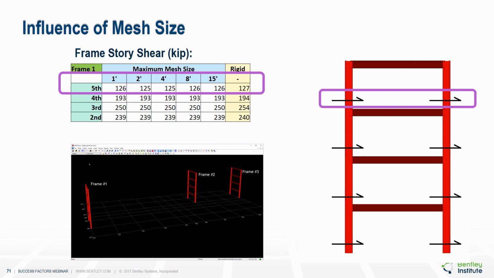So the way to read this, if we look at the 5th floor, for example, we look at the frame story shears, and we look horizontally across the chart, and what we see is that for the 1-foot, 2-foot, 4-foot mesh, etc., there was virtually no change, and even the rigid diaphragm essentially had the same shear. So in this case, for frame number 1, there's very little impact from the mesh size.